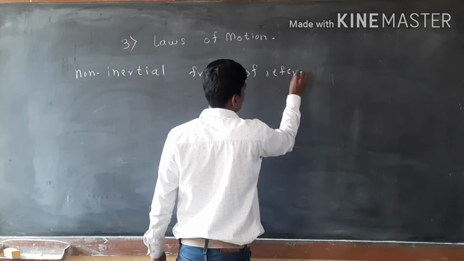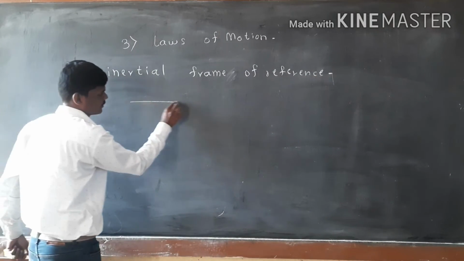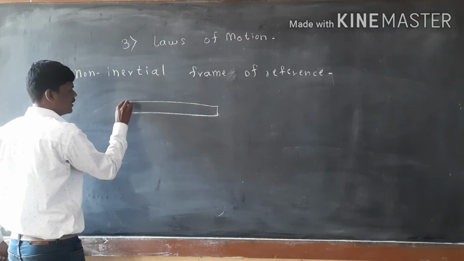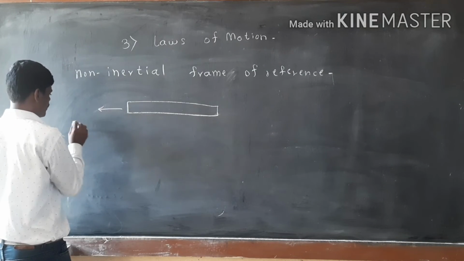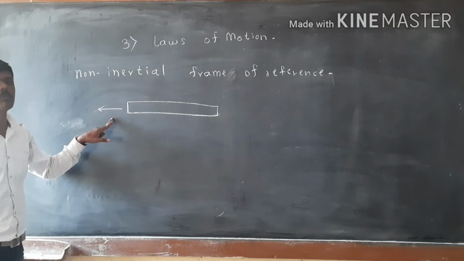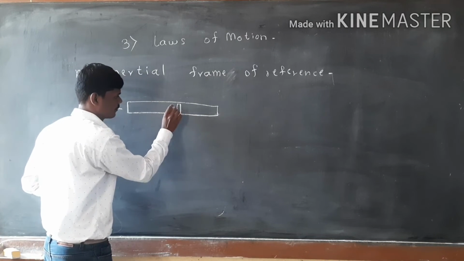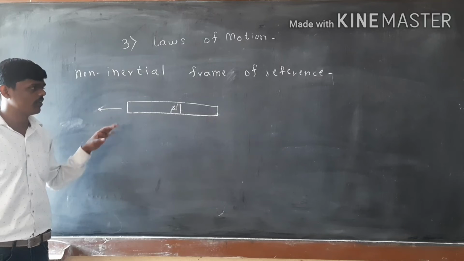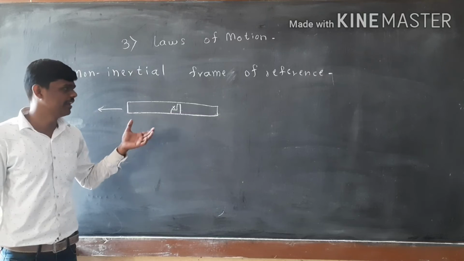Now, just consider a train. Now we will consider it is moving with uniform velocity. This train is moving with uniform velocity. Okay, so it is moving with uniform velocity. Now inside here, let's consider observer X. Now when the train is moving with uniform velocity, it is an inertial frame of reference. Okay, now the person will not feel any force.